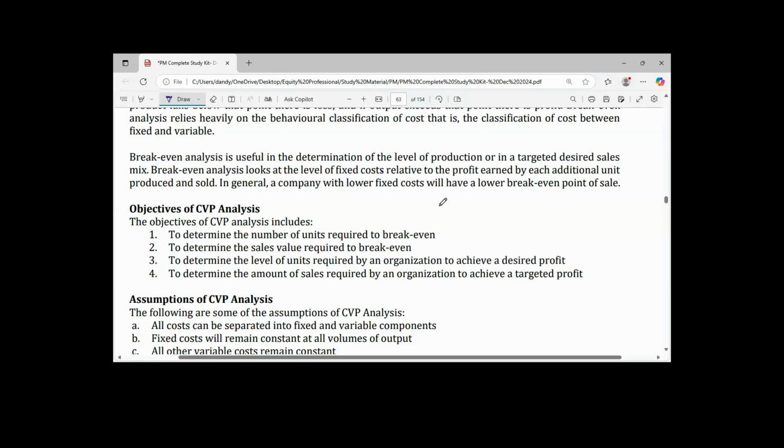The fourth one is to determine the sales value required to achieve a predetermined profit. So how much sales are we going to make in the market for us to be able to achieve or to earn a targeted profit? That is the fourth objective of a CVP. Each of these objectives has its own formulas that you are going to use, but I'm going to give you all relevant formulas once and for all.